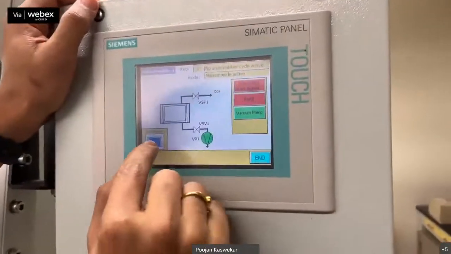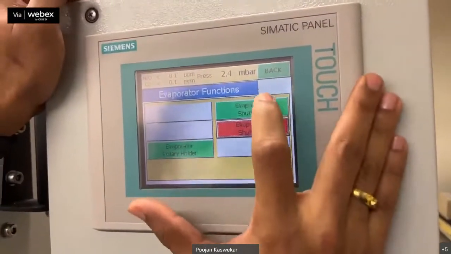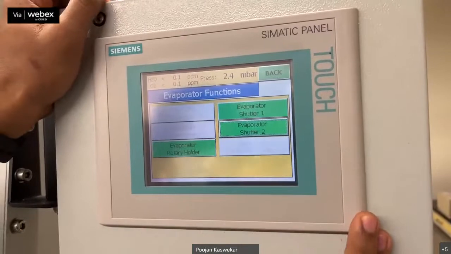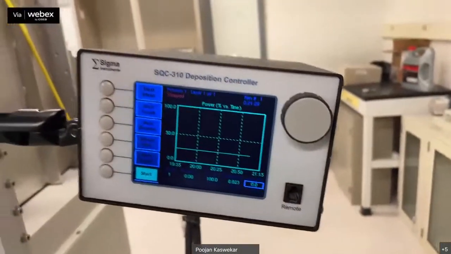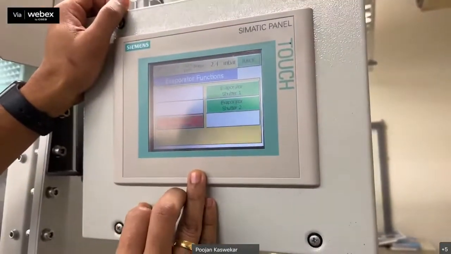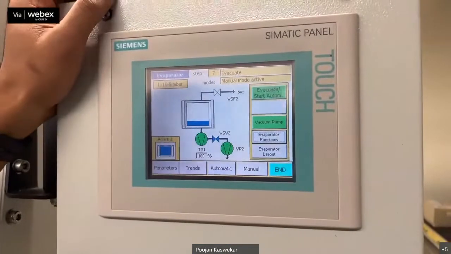So we'll go to the evaporator functions and close the shutter too. Once the rate reaches 0, then stop the rotary holder. Then we will de-evacuate the system.